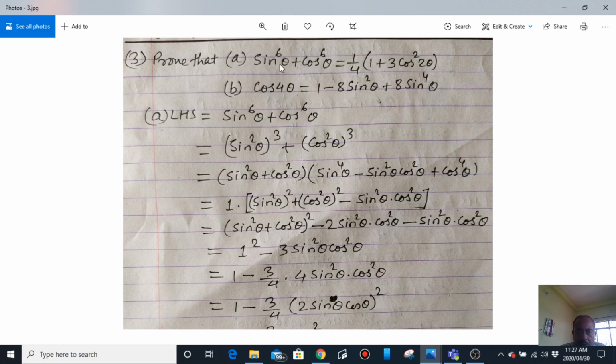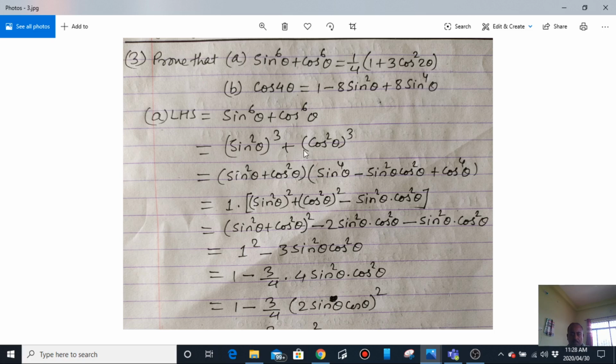Sin theta to the power 6 plus cos theta to the power 6. This has to be proved 1 by 4, 1 plus 3 cos square 2 theta. So we will pick up LHS. So power 6 can be written as cube of a square. So sin square theta whole cube plus cos square theta whole cube.